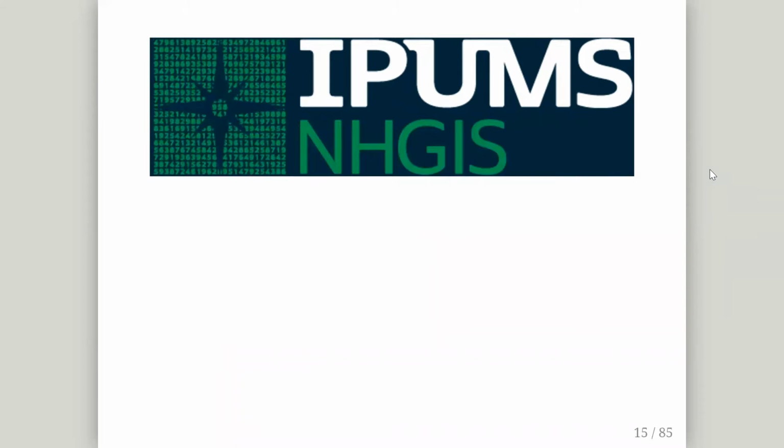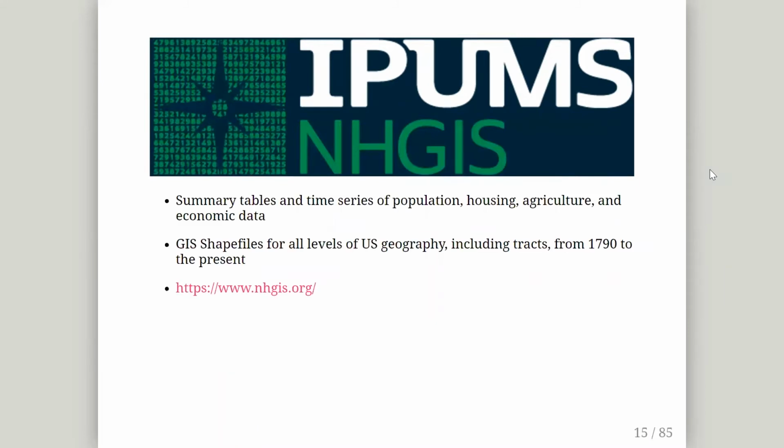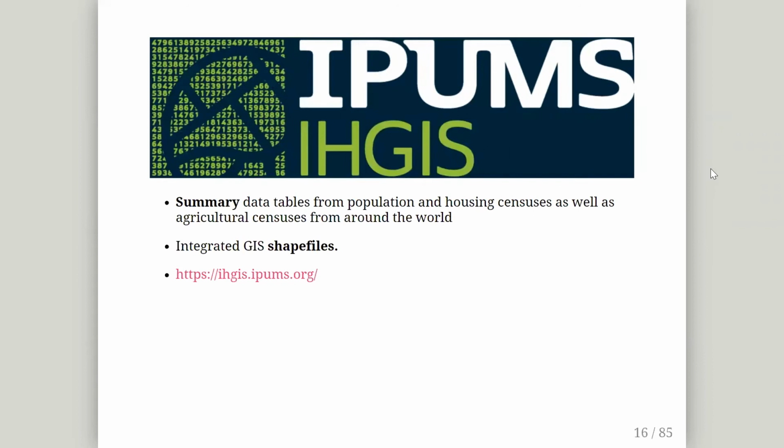Finally, our NHGIS is summary information and data. That summary information is combined with GIS shapefiles. And NHGIS actually has shapefiles for all levels of US geography down to census tracts, which is the smallest individual geographic unit of analysis used in the census. And IHGIS similarly has summary data from several countries around the world integrated with GIS shapefiles.